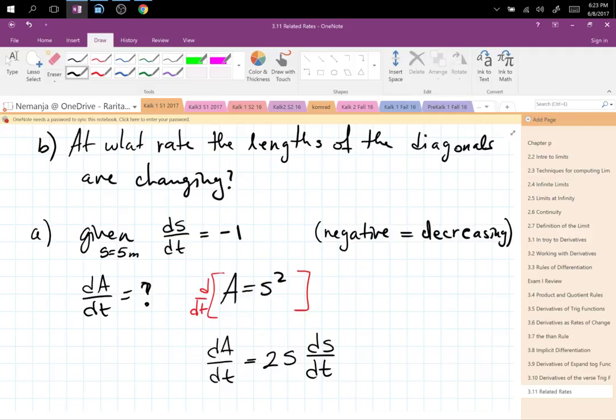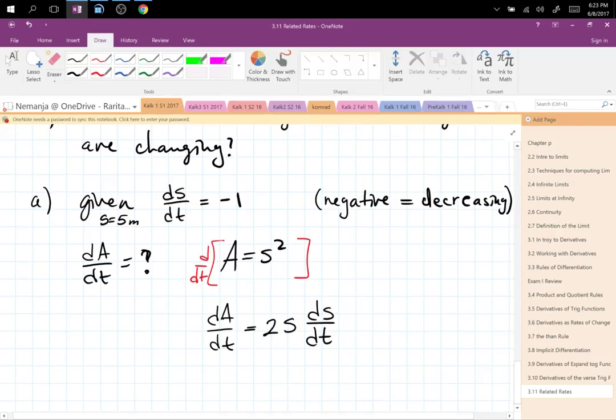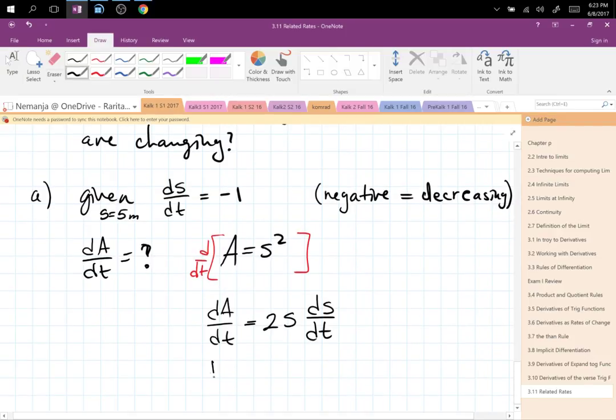dA dt is the thing that we're looking for. And we have that ds dt is -1. I get to plug everything in. dA dt is what I'm looking for, so leave that alone. Equals 2 times 5 times -1. All of these values are there. So it's -10 meters squared per second.